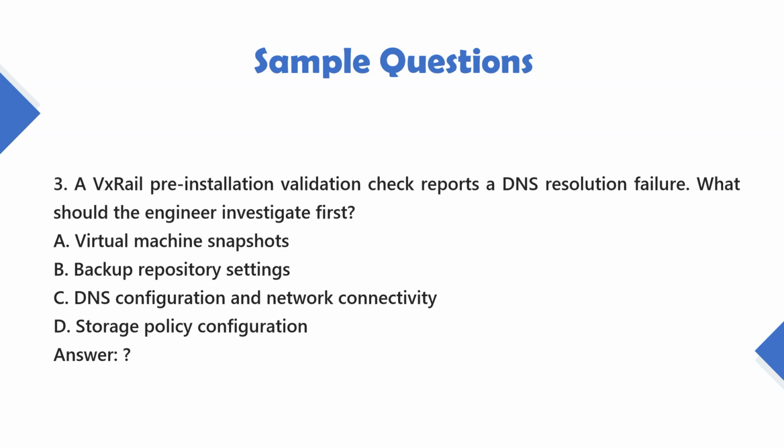3. A VxRail pre-installation validation check reports a DNS resolution failure. What should the engineer investigate first? A. Virtual machine snapshots. B. Backup repository settings. C. DNS configuration and network connectivity. D. Storage policy configuration.